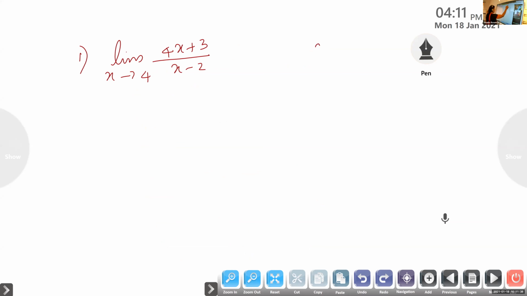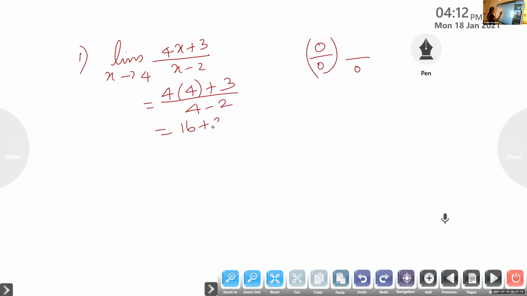We should not get the indeterminate form 0 by 0, or 0 in the denominator; we should avoid it. Somehow we have to factorize, substitute something, or rationalize to remove this indeterminate form. Look here, when you put x is 4, it does not become indeterminate. We get 4 into 4 plus 3 by 4 minus 2, so it is 16 plus 3 by 2, which is 19 by 2.